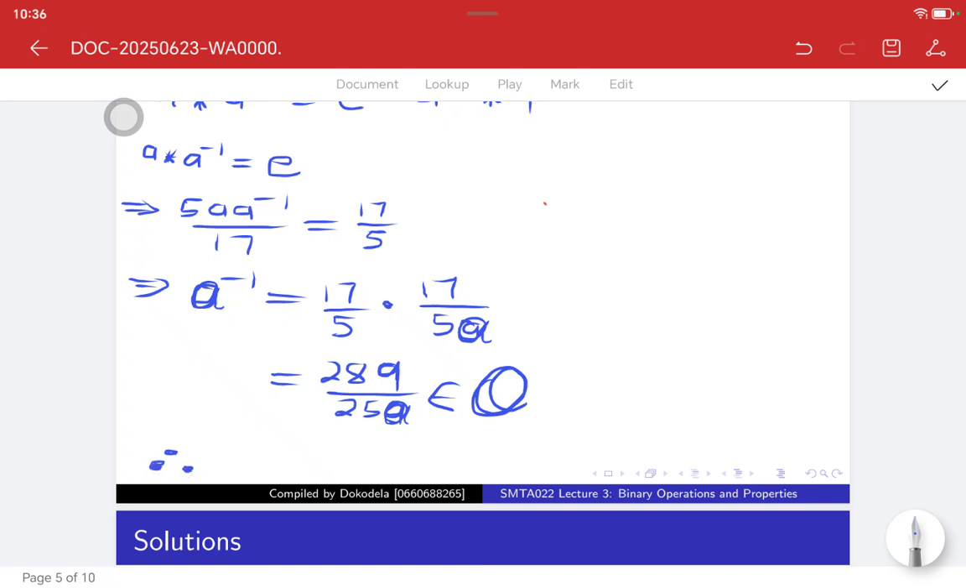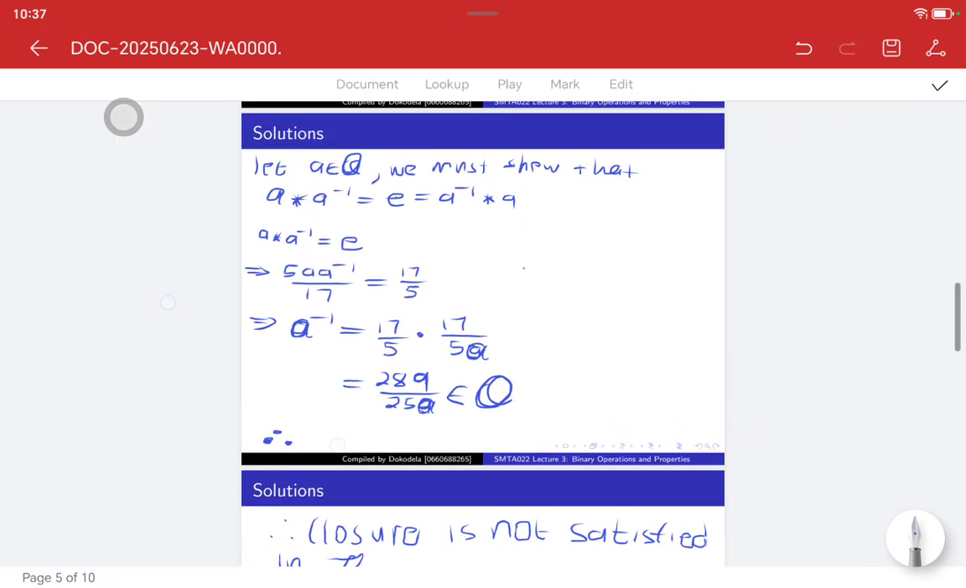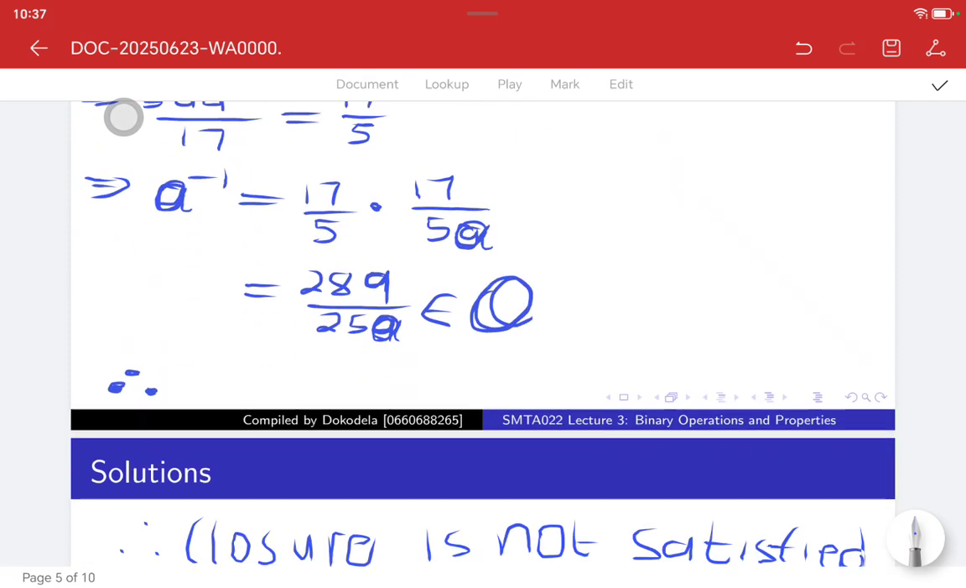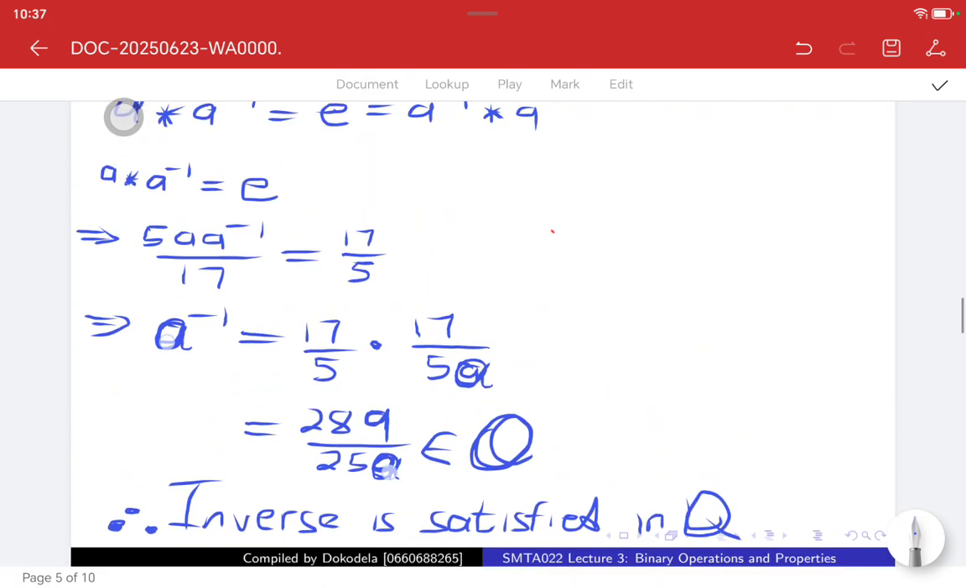Now what does this tell us? Is the law of inverse satisfied in Q or not? It is, right? Because this is an element of Q. That's somewhere we're concluding like this to save space. In Q, right?